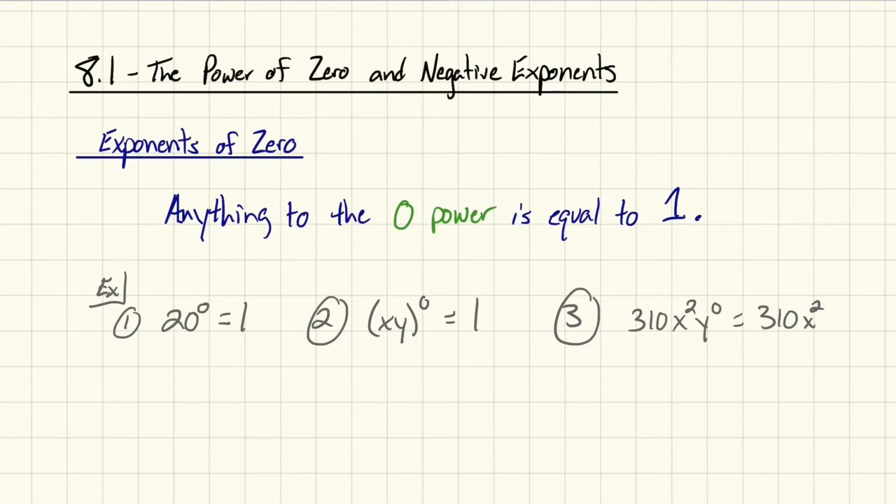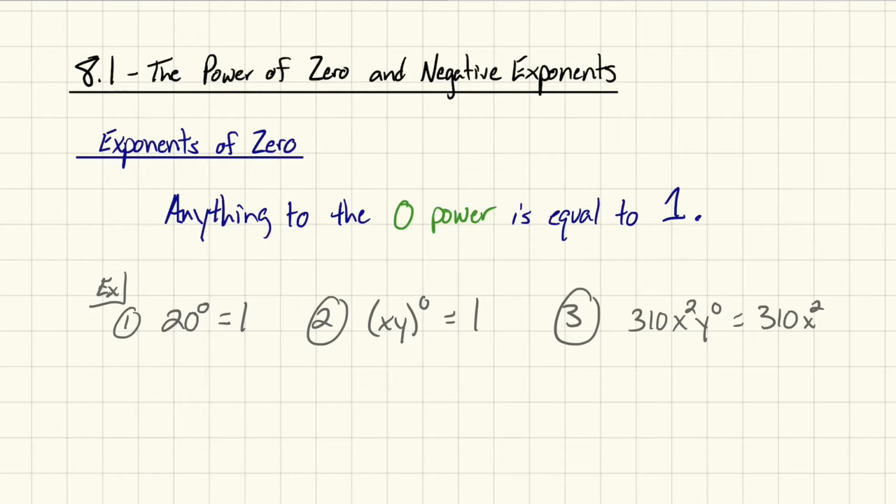Hello everyone, and welcome to lesson 8.1, which is on the power of zero and negative exponents. So we're going to talk about two things in this section. The first thing that we're going to talk about is having the power of zero and what that means and what that does to problems. Then we're going to take a look at what happens when you have negative exponents and how to rewrite that to make answers more beneficial for us.